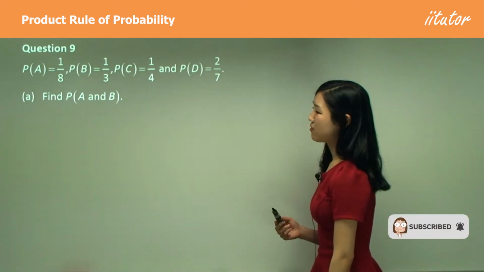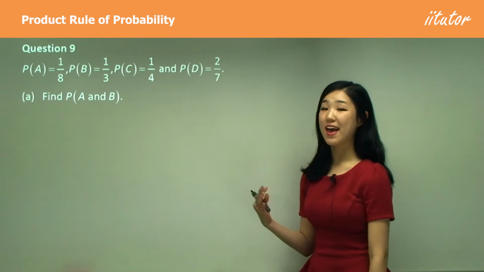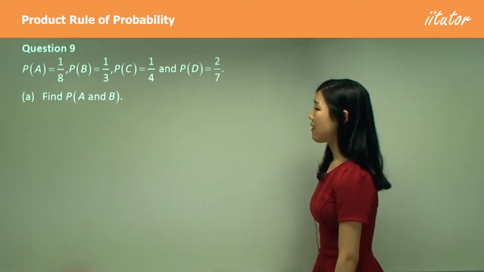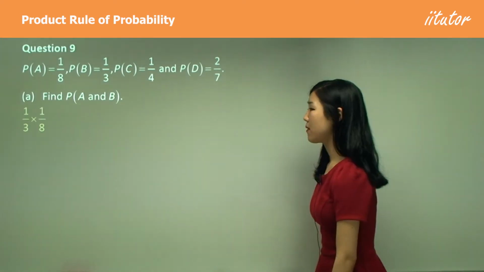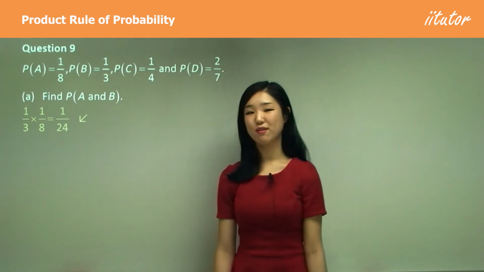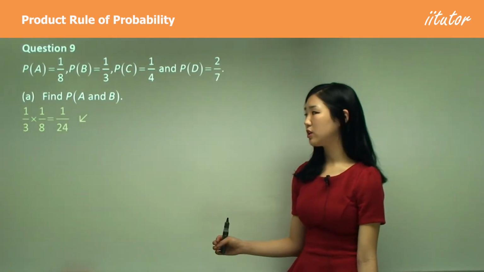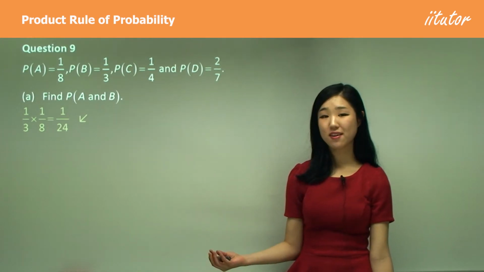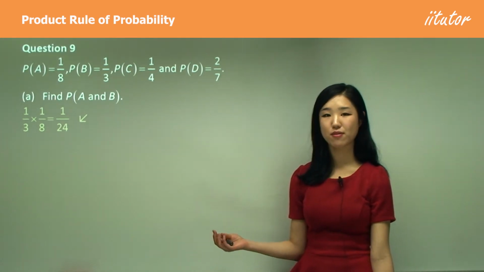Part A, they want us to find probability of A and B. Probability of A and B is simply probability of A times the probability of B, which becomes 1 on 24. Before I continue, I just want to point out two important things. That's all you need to remember for this part.